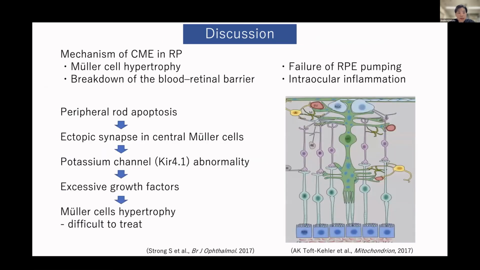So the mechanism of CME in RP is thought to be multifactorial and is not completely understood. One of the most important ones has been noted to be Müller cell hypertrophy. As RP progresses, peripheral rod apoptosis occurs, followed by ectopic synapses in central macular cells, and then a decrease in the expression of their major potassium channel, which causes them to synthesize excessive growth factors, resulting in Müller cell hypertrophy.